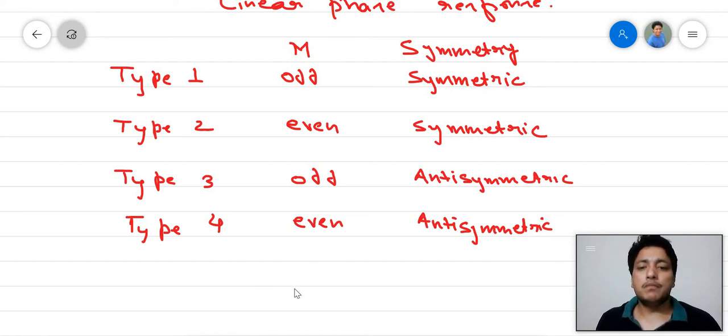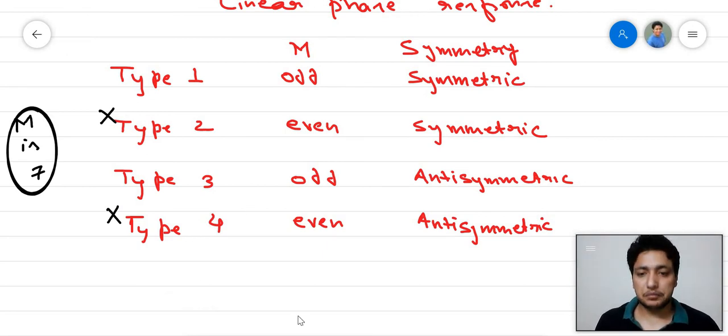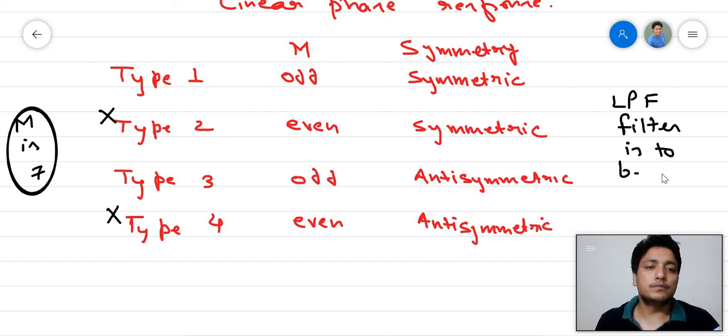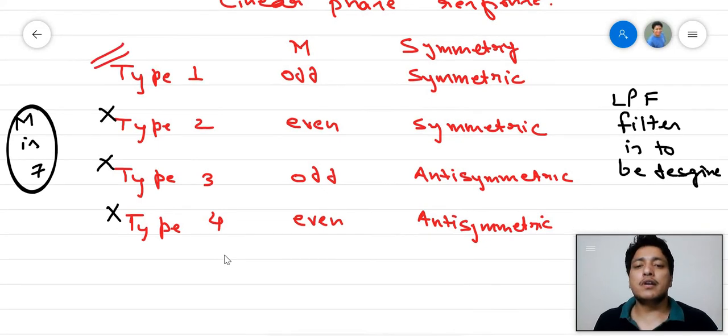First of all, M is 7. That means it is odd. So type 2 is not possible, type 4 is not possible. Next, we need an LPF filter to be designed. For that case, anti-symmetric filters are not suitable for a low pass filter. That means type 3 is also not possible. So the only possibility to design a linear phase filter is type 1.